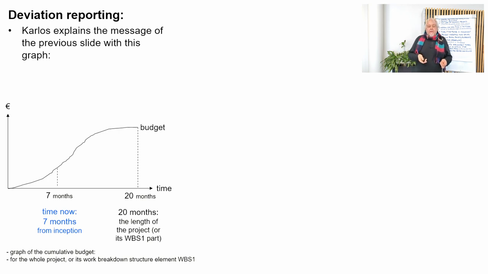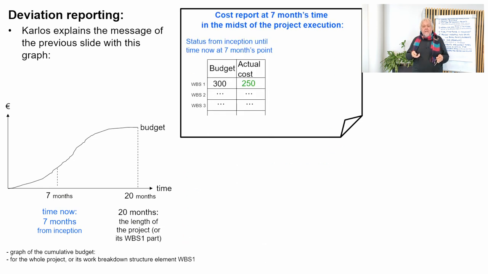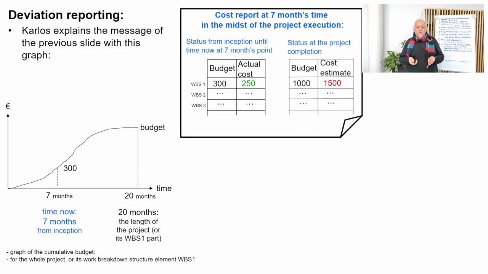Okay, now we are making the deviation reporting. And we are making it at the 7 months time in the midst of the project execution. And the status from inception until time now at 7 months is the following. The budget is 300 and the actual cost is 250. Okay. It looks good. The actual cost is printed in green color, so it's below the budget. I will animate the 300 now into the picture. And it came here. It's here at time now in the cumulative curve. Okay. But now we are reporting the status at the project's completion.